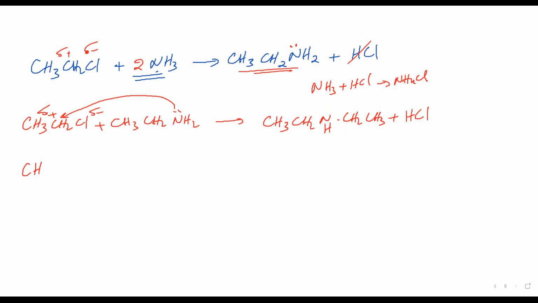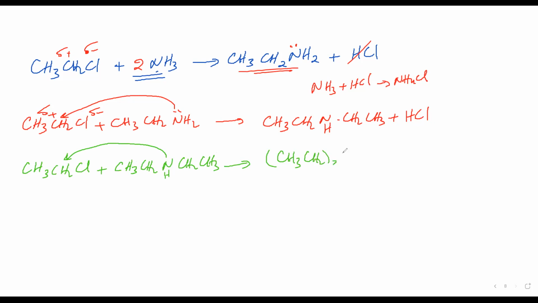This is the, let me write it in a different color. The halogenoalkane could also be attacked by the secondary amine, which is CH3CH2NHCH2CH3. It could attack the carbon and produce the tertiary amine. We can write it (CH3CH2)3N plus HCl. And this also can attack the halogenoalkane.